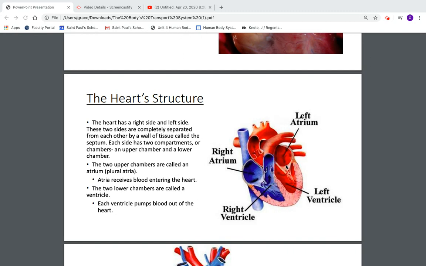The right atrium receives oxygen-poor blood coming to the heart from the body, while the left atrium is full of oxygenated blood that is being pumped throughout our body. The lower two chambers are each called a ventricle. Each ventricle pumps blood out of the heart.